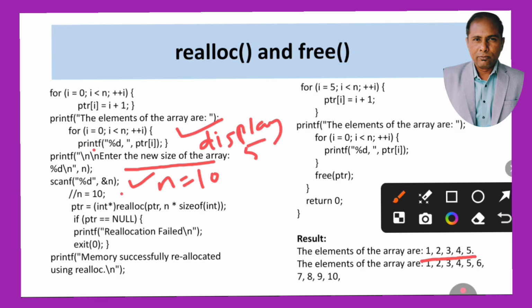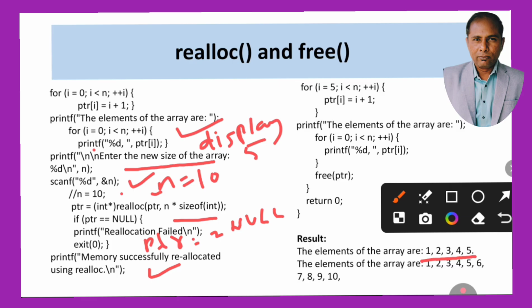So we can write ptr is equal to (int*) realloc of the previous ptr, then we write the total size of the data required. Now we can check whether the memory is allocated using realloc or not. We check if ptr is equal to null, then memory is not allocated. So we can write reallocation failed and exit out of the program. Otherwise, memory is allocated, so we can keep some more data in the allocated memory.